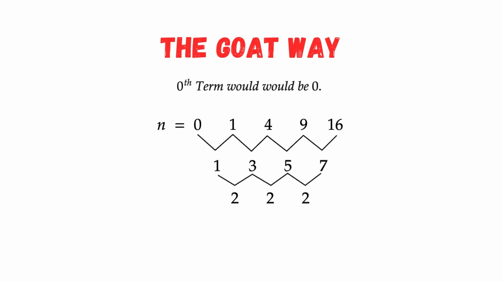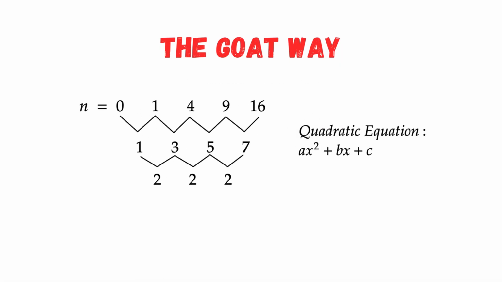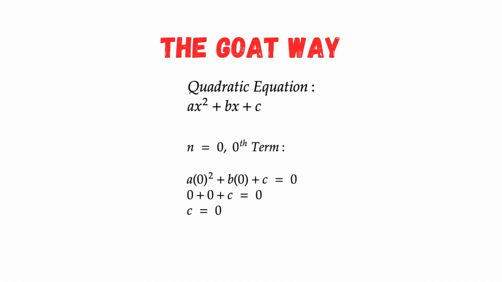Now as you can see, the differences are not the same, so let's figure out the second difference. And here we can see that the second difference is all similar, which means that there's a quadratic pattern indeed. This means that this pattern can be expressed in the form of ax squared plus bx plus c is equal to the term. So if we plug in n is equal to 0 into this equation, we replace x with 0 because this is the 0th term. And our answer is going to be 0, so that gives us that c is equal to 0.